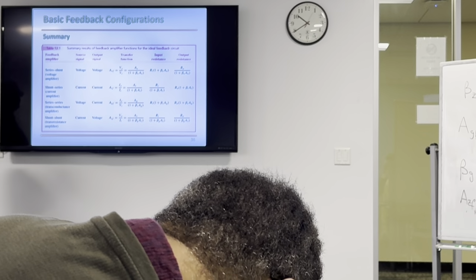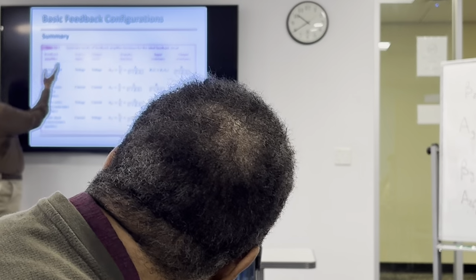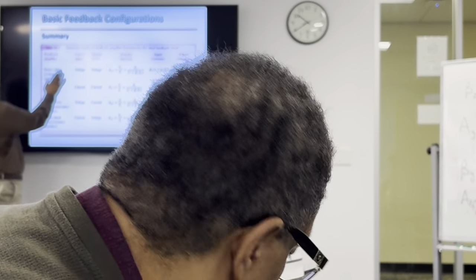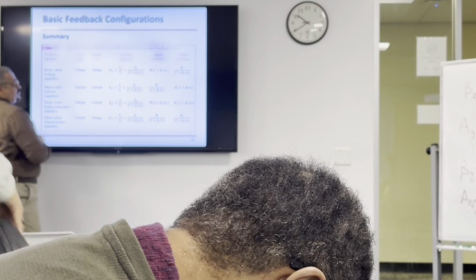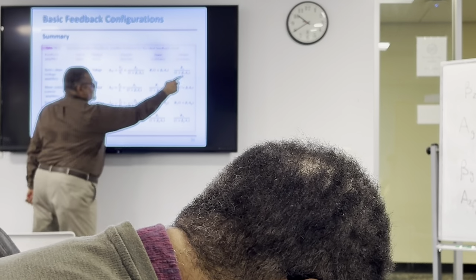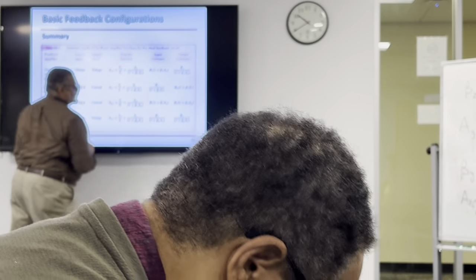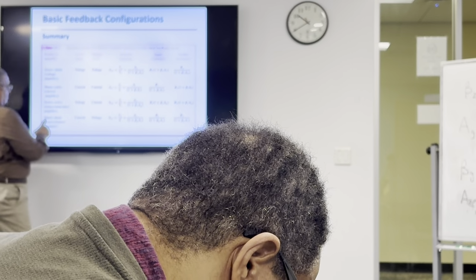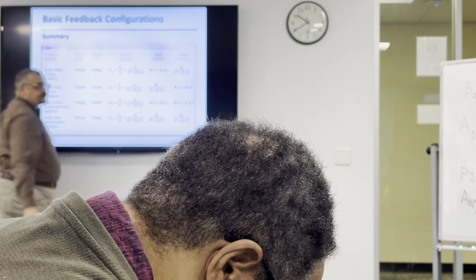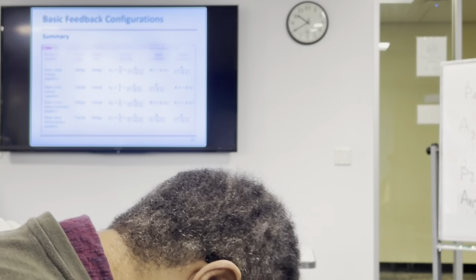Okay? And you always see that the series part has a larger impedance, and the shunt part has a smaller impedance. So this input is series, so it's larger. This output is shunt, the impedance is smaller. Shunt, series, this is smaller, this is larger. Series, both are larger. Shunt, both are smaller. Okay? Any questions?